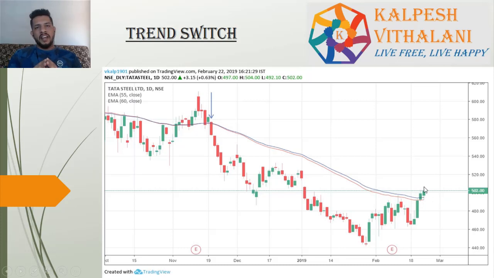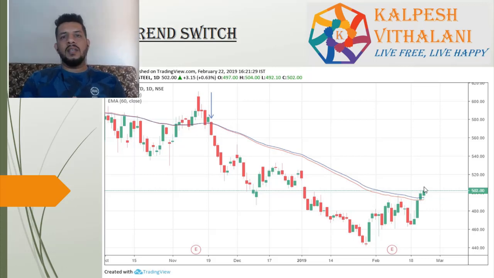So you can identify the trends with the 55 and 60 EMA. And if you are using any other strategy for the pullback, like a pullback at the 20 simple moving average, or a pullback at support or resistance, you can identify the trend with this Trend Switch.